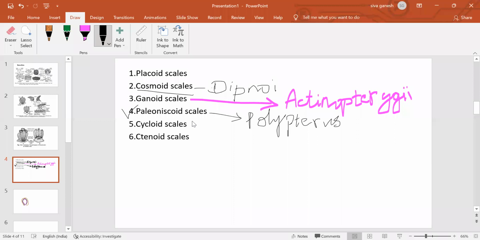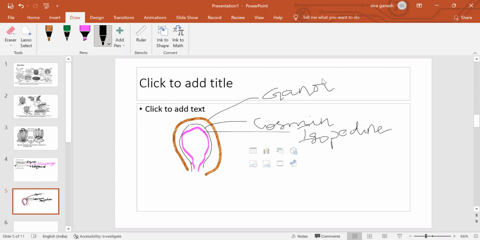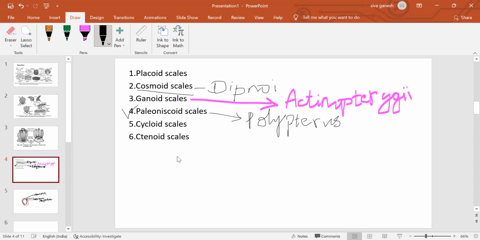These scales also have three layers. The inner layer is isopedine, the middle layer is cosmin, and the outermost layer is ganoin. We have discussed that these scales are present in Polypterus.